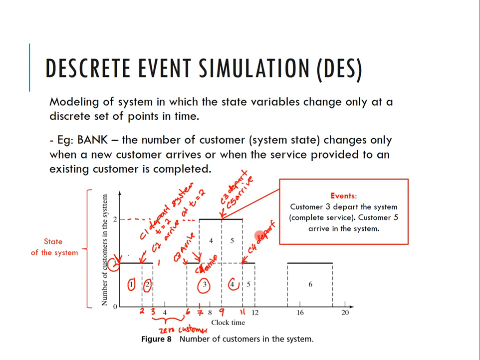I hope that you can understand this figure. Maybe in the test I will ask you to interpret this figure. For example, I can ask you when customer 3 arrives or departs the system. Or I can give you information on the arrival and departure of the customers, and you may need to recreate this figure to represent the number of customers over time in the system.